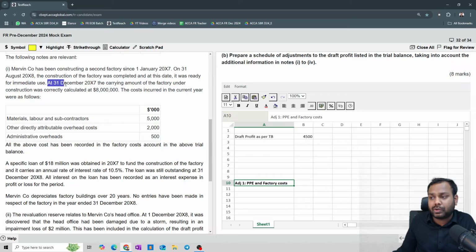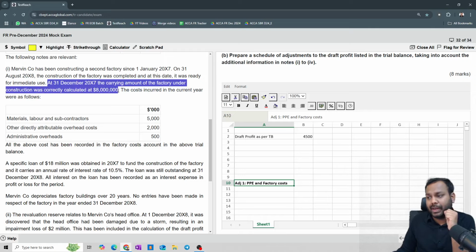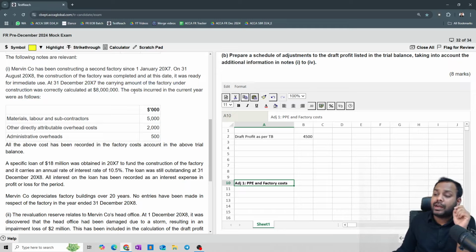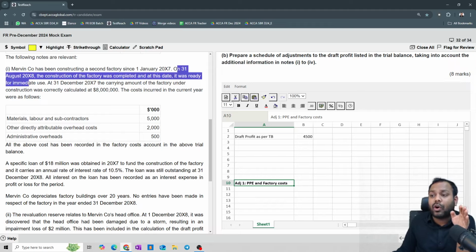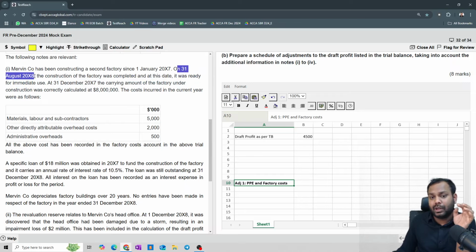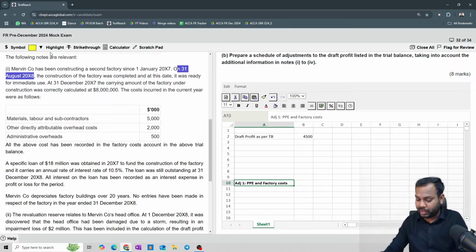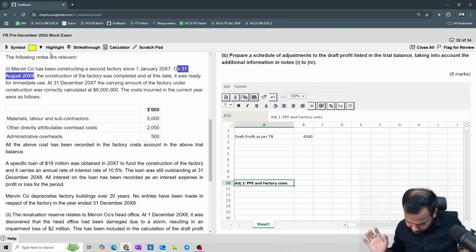At 31st December 20x7, the carrying amount of the factory under construction was 8 million. The cost that we incur in the current year, when we say current year, what does it mean? Current year means 1st January 20x8 to 31st August 20x8. I'll explain it in my notes too. Just give me a minute.